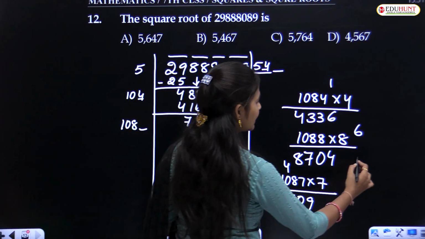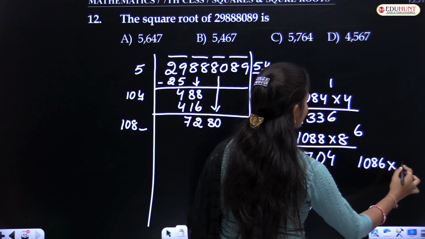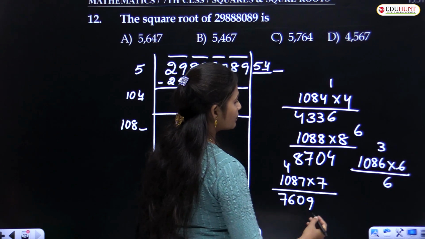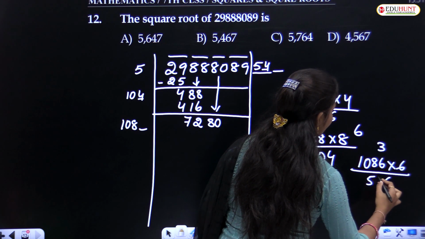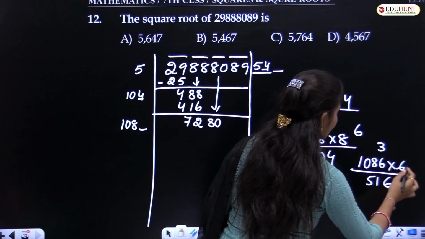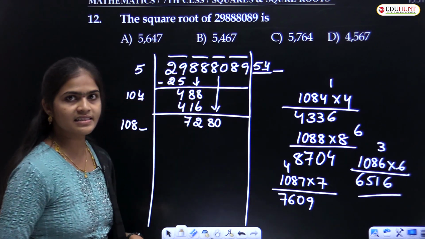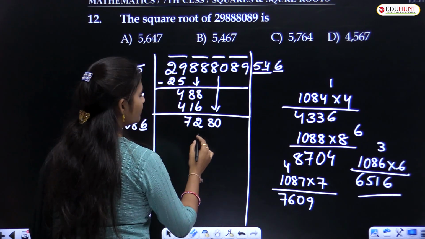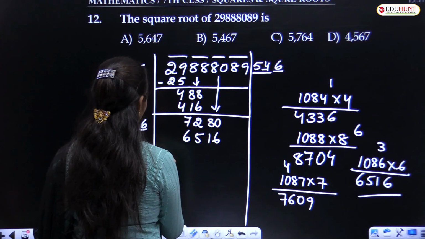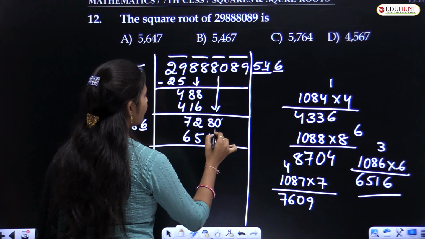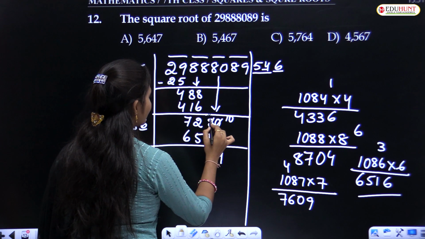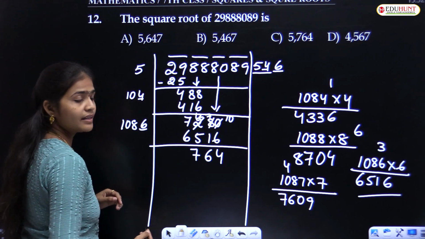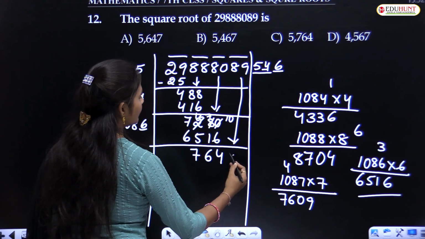Next go for the preceding number, 1086 into 6. 6 6s 36. Next 6 into 8 is 48 plus 3 is 51. Next 6 1s 6. So which number exists here? 6 we can take, so 6 and here also 6. What is that number? 6516. Now take its difference. 10 minus 6 is equal to 4. 7 minus 1 is equal to 6. And here 12 minus 5 is 7. Clear? Next bring down another pair, that is 89.